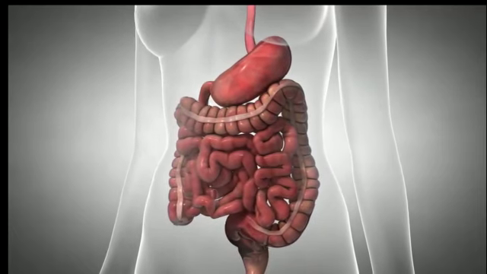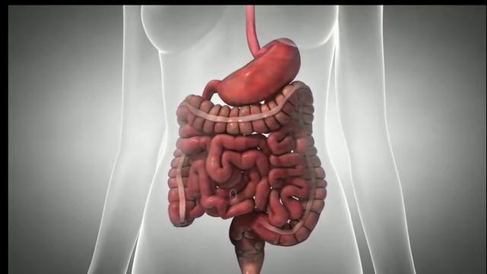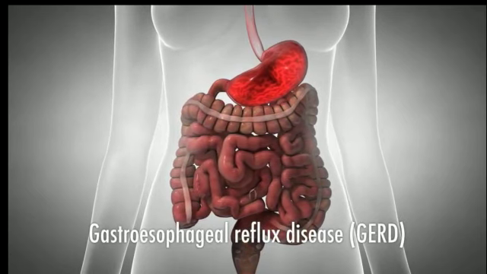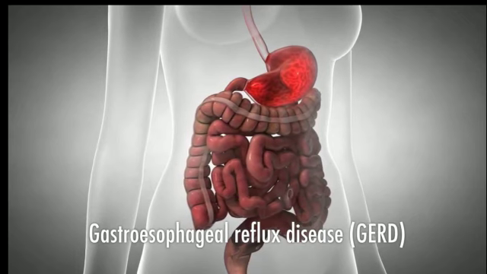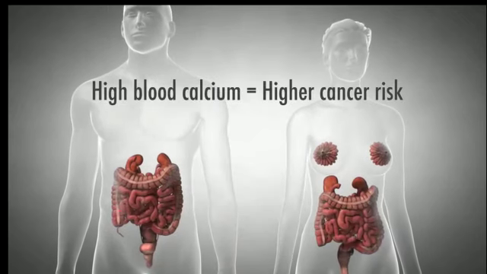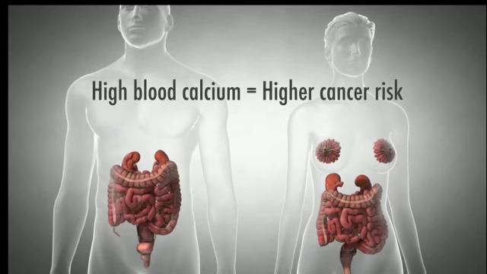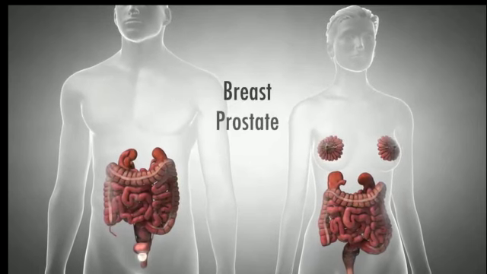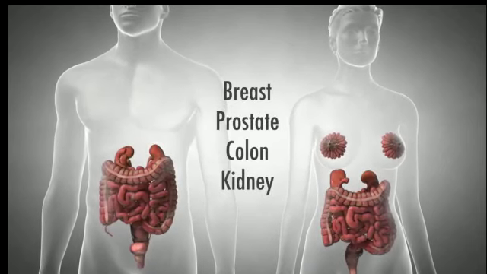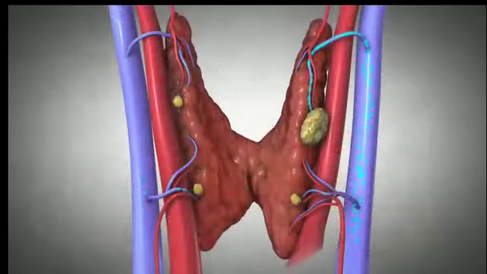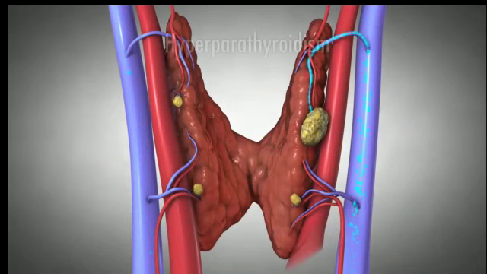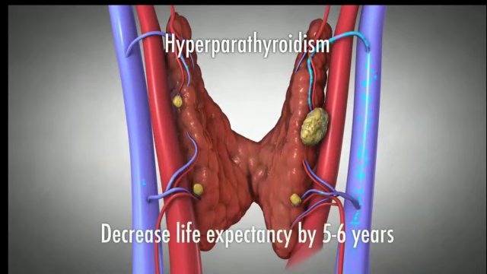High calcium levels have an effect on the stomach and intestines, often causing gastroesophageal reflux disease, also known as GERD, and abdominal discomfort. High blood calcium is even associated with higher risks of several cancers, including breast, prostate, colon, and kidney, some of which are more than twice as common in patients with high blood calcium. It is estimated that untreated hyperparathyroidism can decrease a patient's life expectancy by 5 or 6 years, even when the calcium is only slightly elevated.